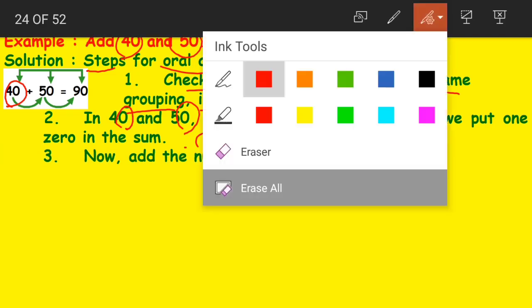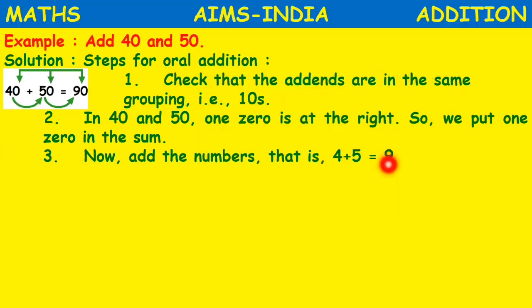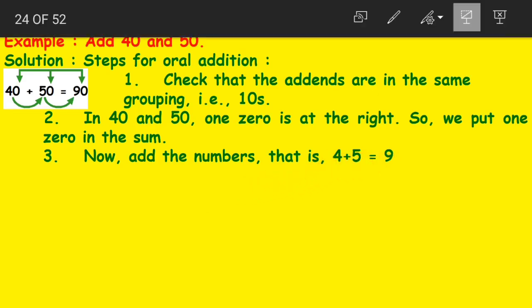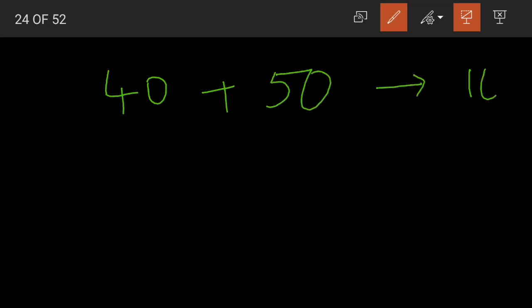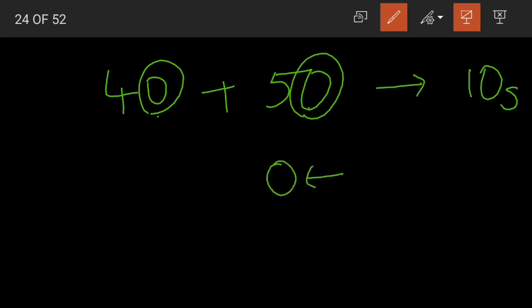Now coming to our third step, what will it be? Now add the numbers, that is 4 plus 5 is equal to 9. See, children, we had what? 40 plus 50. Yes, they are from the same group, that is tens. Now what did we see? We saw that both the numbers are having 0 in the first place from the right. So we wrote 0 in the sum as well.